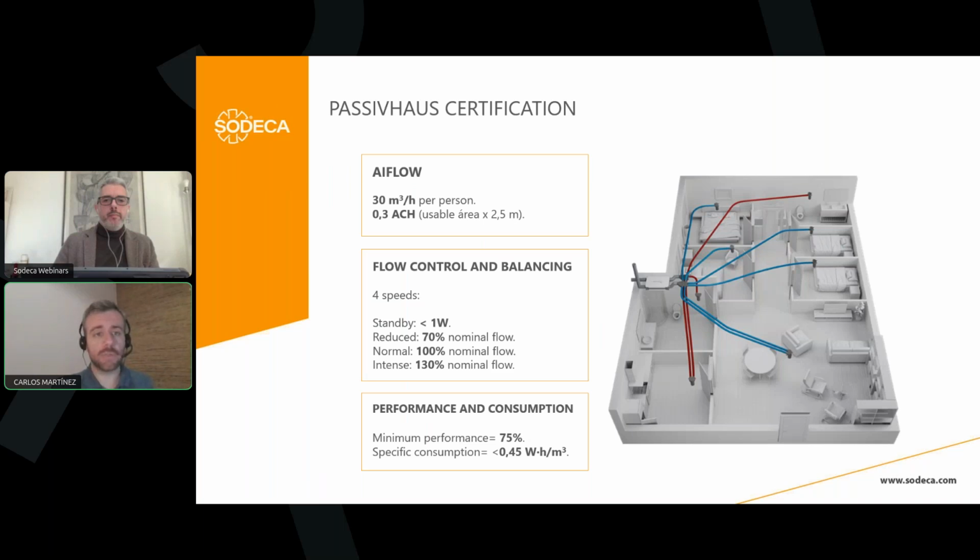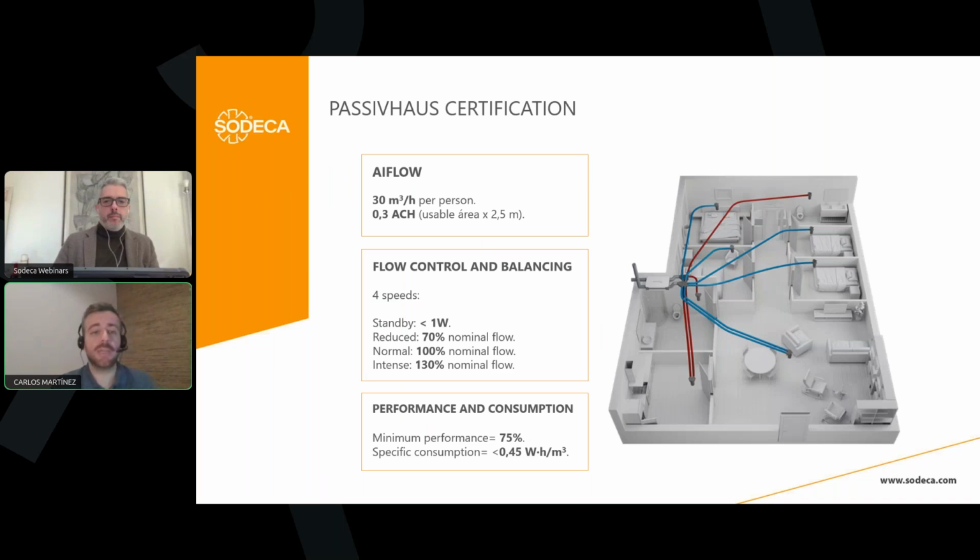Another important thing about the ventilation system is that in passive house certification, it is mandatory to make a flow control and a balancing of the flows after the installation of the equipment. So we need to have, mandatory, at least 4 speeds. Okay, 1 speed for standby, where the equipment needs to consume less than 1 watt. 1 reduced speed for 70% of the nominal flow, the normal speed for 100% of the nominal flow, and the intense speed for 130% of the nominal flow.